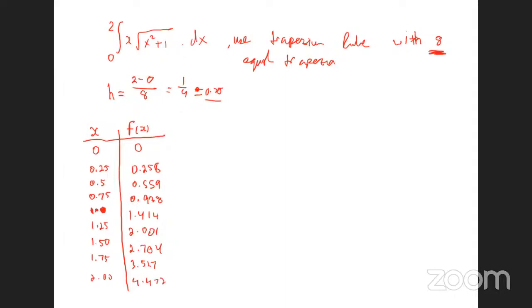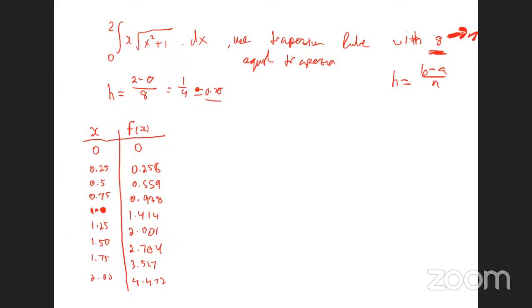h is the, oh sorry, that's n. h is this formula, b minus a over n. That's h. So you keep adding h to the lowest x value, which is 0, until you reach the largest x value. And then we're using the formula.